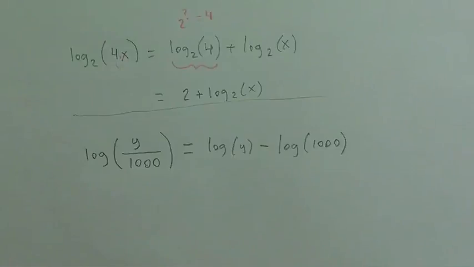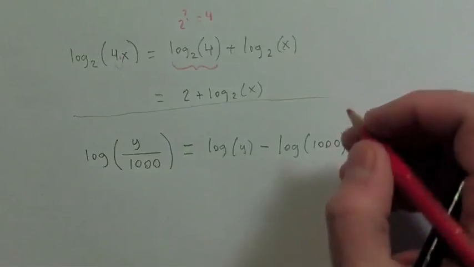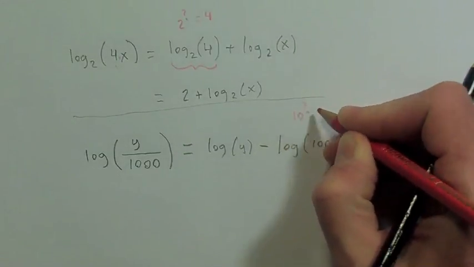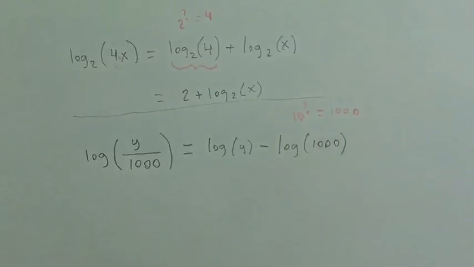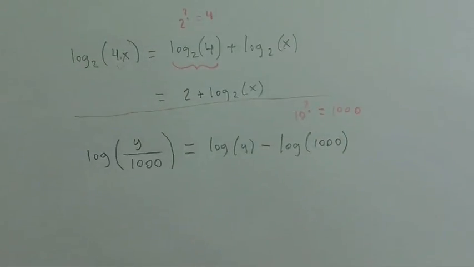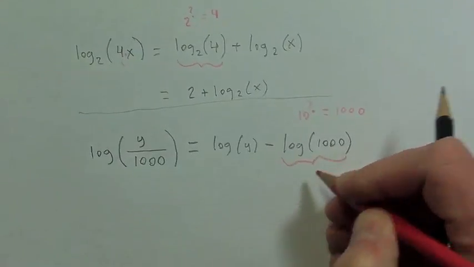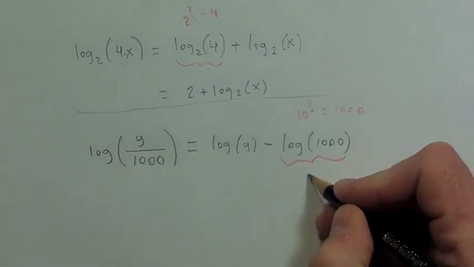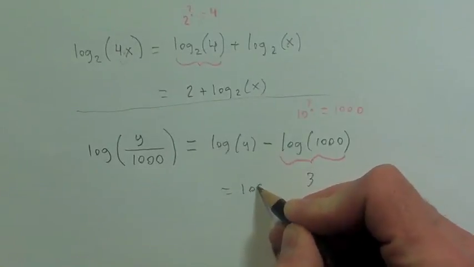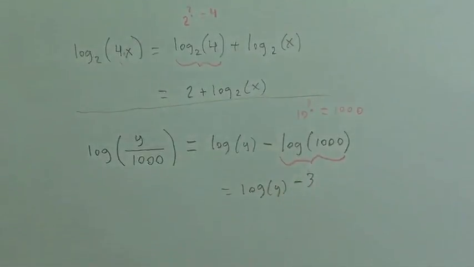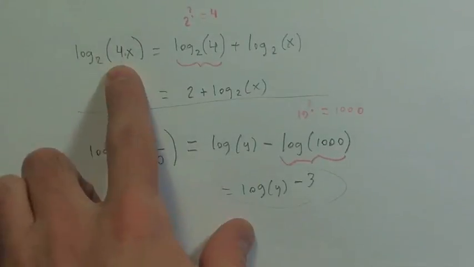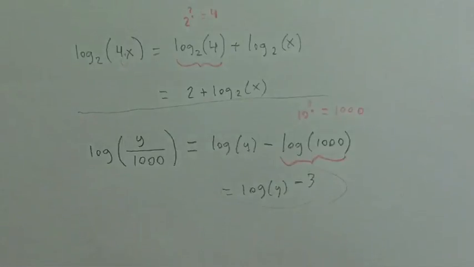Log of y would have to stay log of y, but log of the denominator, well, that we can write as 3, right? Because this asks, once again, 10 to what power is 1,000? And that answer is 3. So we end up with log of y minus 3 when we simplify. So there's the product rule, the quotient rule. Let's look at the power property.